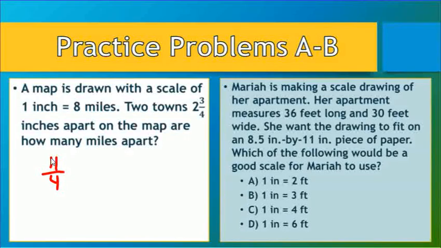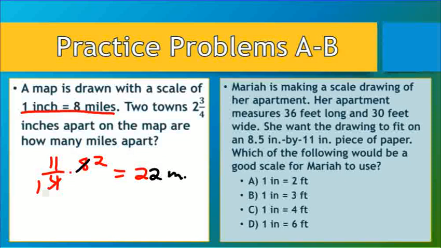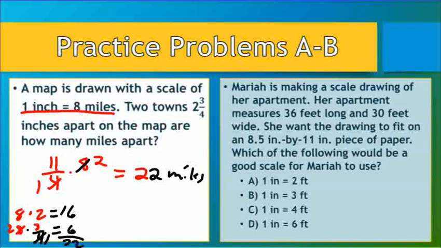And if 1 inch is 8 miles, we need to multiply this by 8. When I do that, I can simplify here. 4 divided by 4 is 1, 8 divided by 4 is 2. That would give us 22 miles. Another way of thinking of that is if I took the 8 times 2, which will give us 16, and then we have 8 times 3/4. 4 divided by 4 is 1, 8 divided by 4 is 2, 2 times 3 is 6. Then add our 2 answers and you still get your 22.